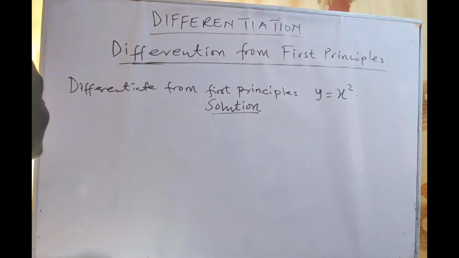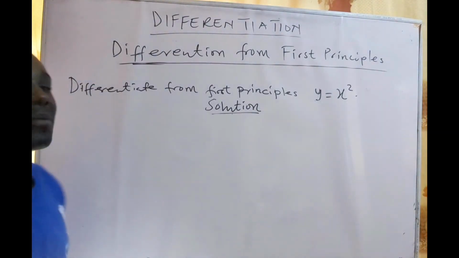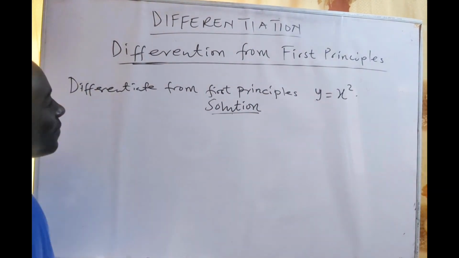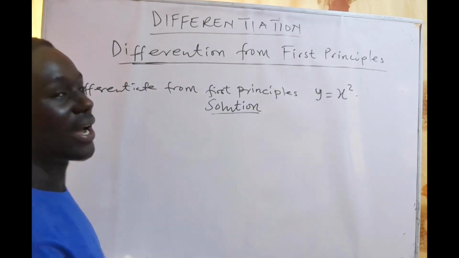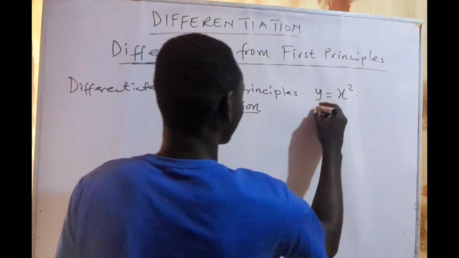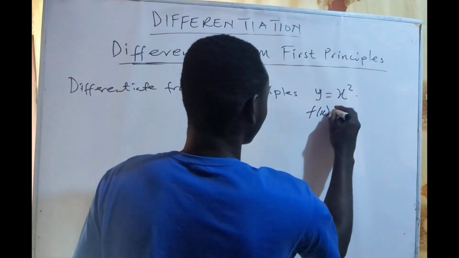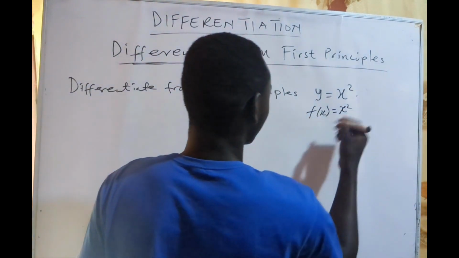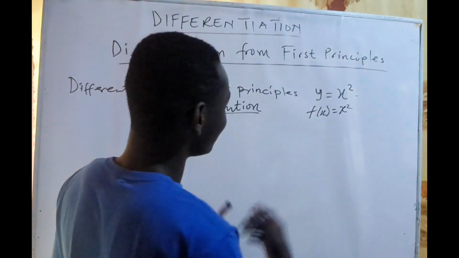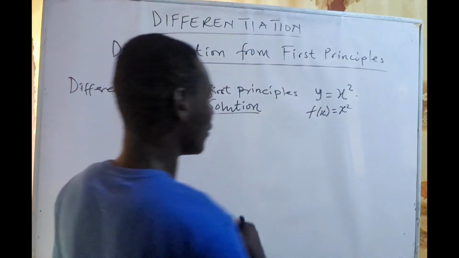Alright, good day, lovely people. Let's consider this question from differentiation from first principle. The question says, differentiate from first principle y is equal to x squared. And y is equal to x squared can be written as f of x is equal to x squared, where y is equal to our f of x.